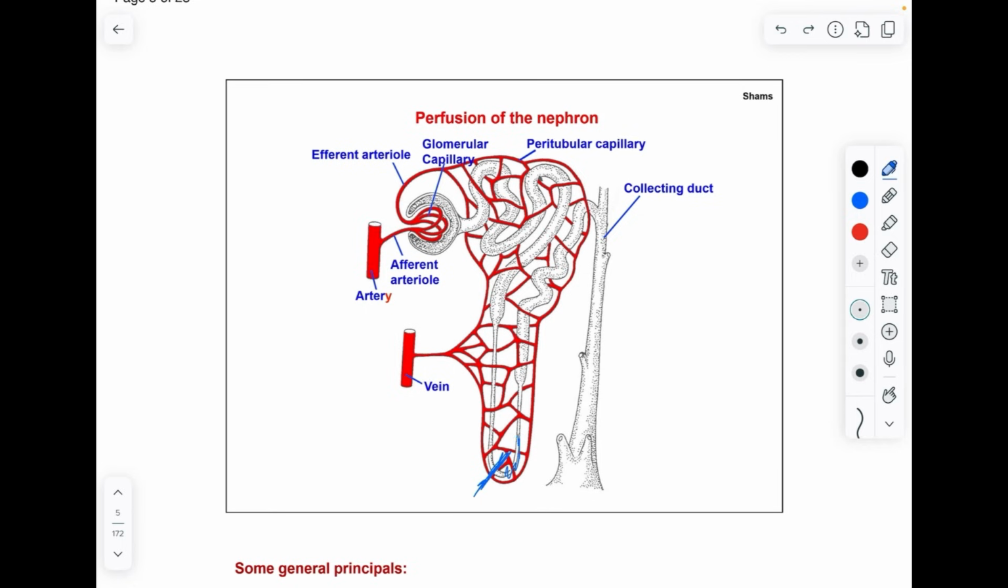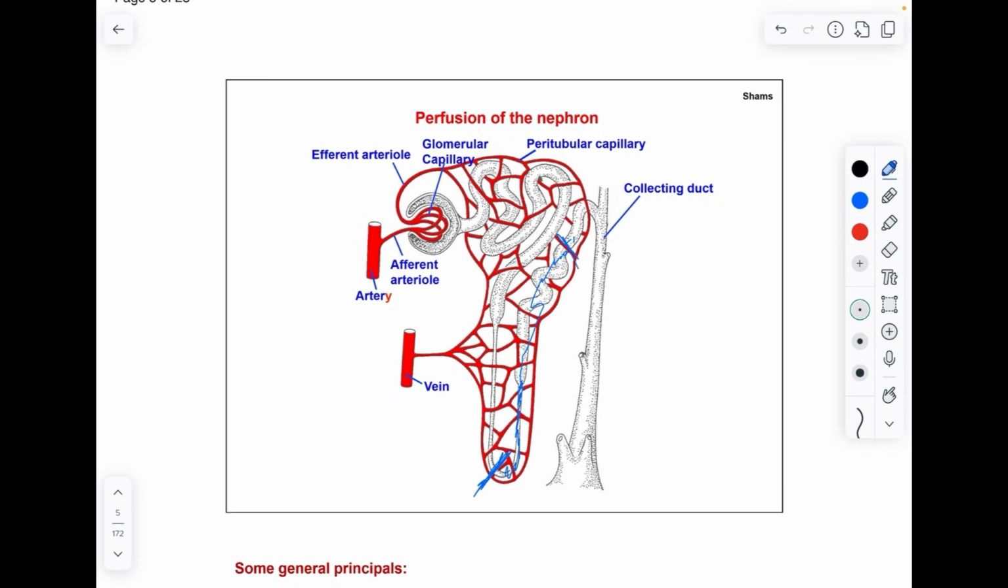Now, in the thin ascending limb of Henle's loop and the early distal tubule, you remember when I said it was early and late? Until the end of the early distal tubule, around here, we are impermeable to water. No water can be reabsorbed here under normal physiological conditions.